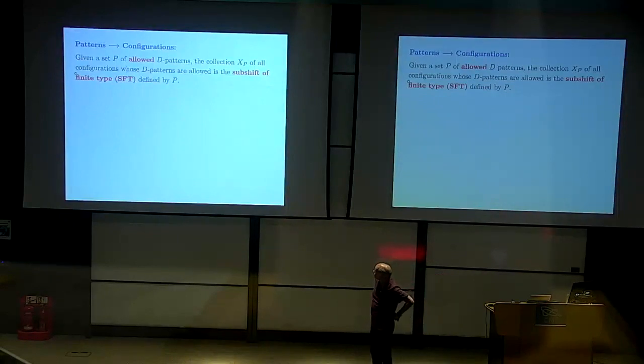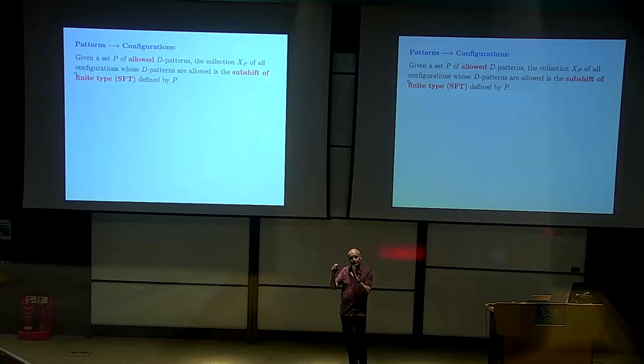Okay, so in the second problem associated to low complexity configurations, I will go from patterns now to configurations. So in the previous discussion, I started with the configuration and I extracted patterns out of that configuration. Now I can go the other way around. So let's say somebody gives me a collection D of patterns for a fixed set D, and these are my allowed patterns. And then I take the collection of all configurations, all colorings, where I only see allowed patterns.